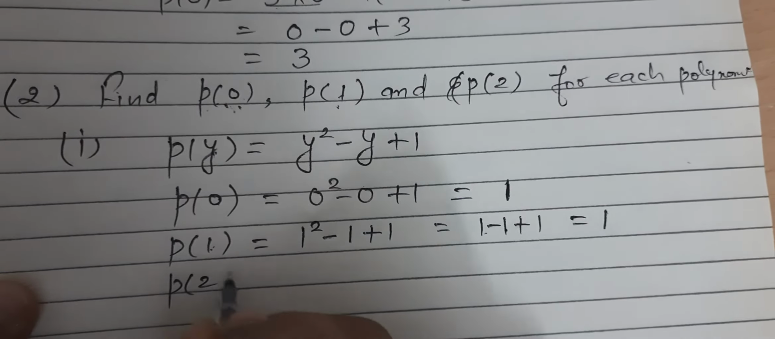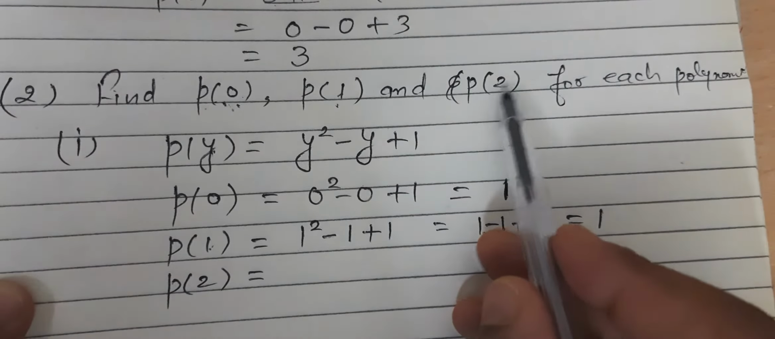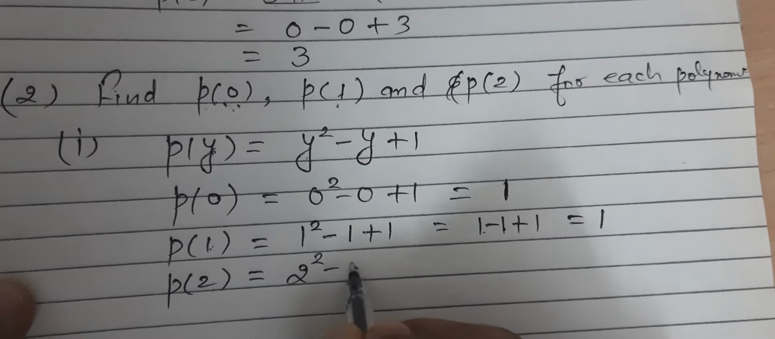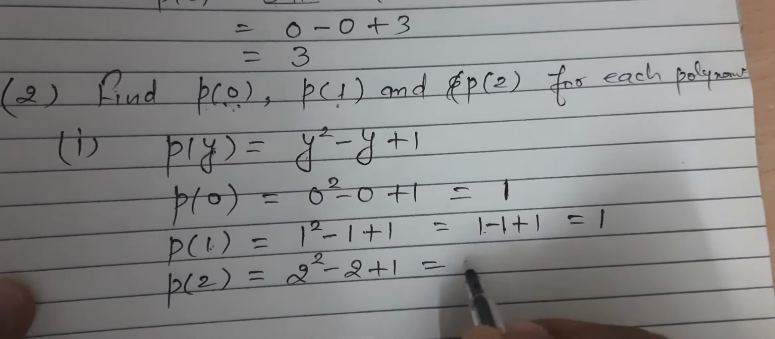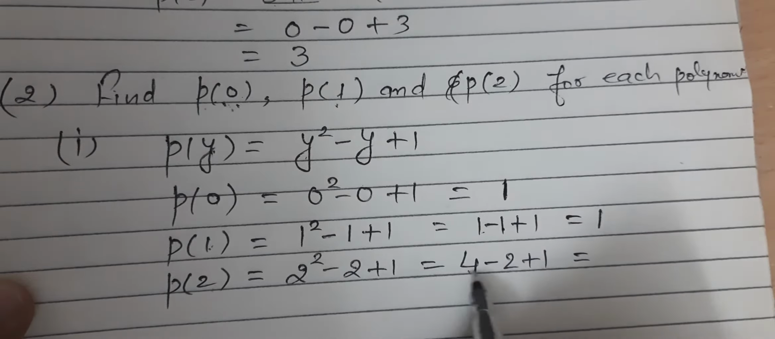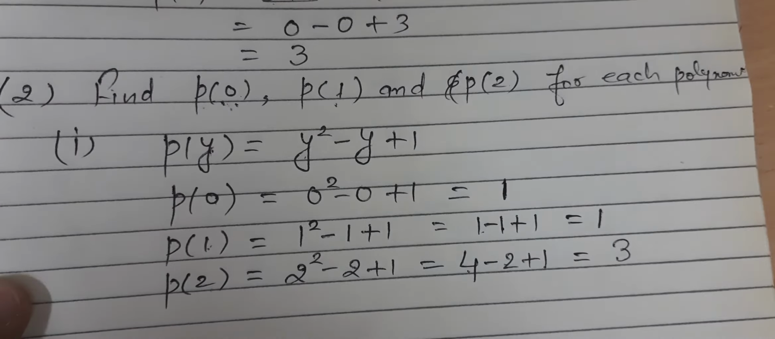And the value of this polynomial at y equals 2: 2 square minus 2 plus 1. 2 square is 4, minus 2 plus 1. So 4 minus 2 is 2, plus 1 is 3. So the answer is 3.